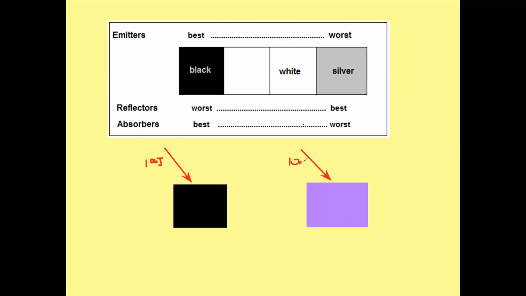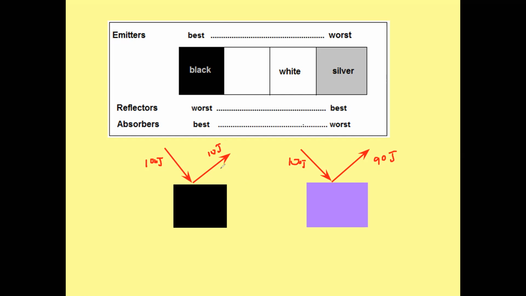shiny silver object. Out of 100, it reflects, it's not a good reflector, but just as an example, it reflects 10 joules. Out of 100, it really reflected 10 joules. And out of 100, this one reflected 90 joules.